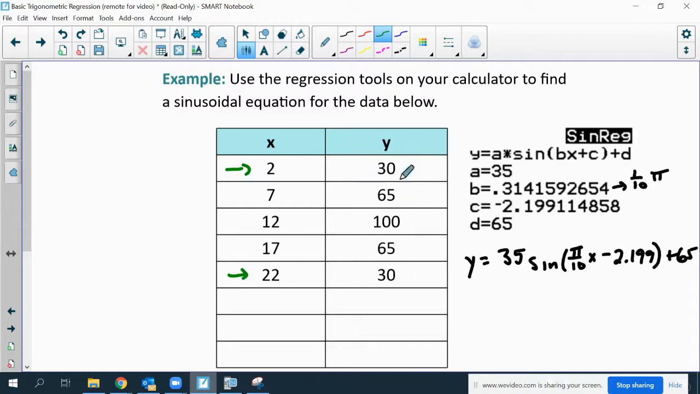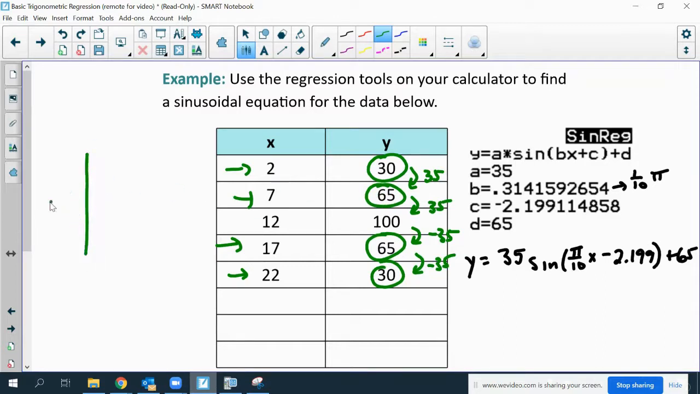Now, I want to think about this for a second because it appears that I have from 2 to 22 showing up as the same, and then 7 and 17 are showing up as the same values of y, and this is going up by 35, and then this is going down by 35. So if this is sinusoidal, then what's probably happening, if I just did a little quick graph, if this is 30, and up here is 100, 65 is right in the middle.